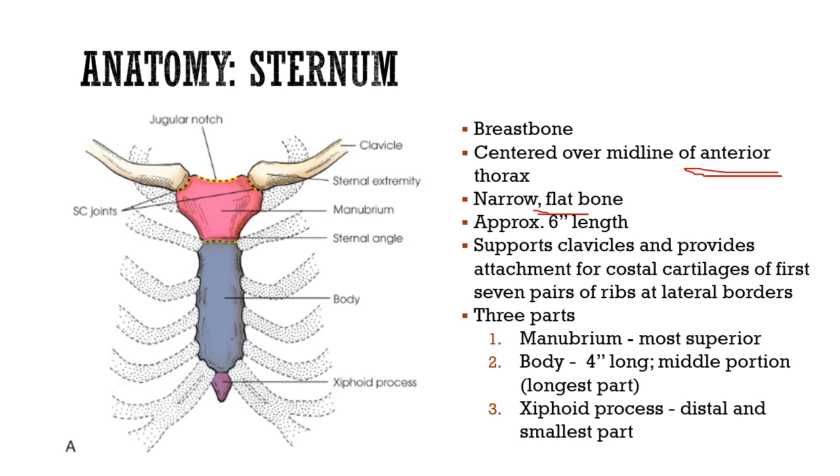lateral borders. The 3 parts are the manubrium, which is the most superior portion, the body, which is approximately 4 inches in length and is the middle portion and longest, and the xiphoid process, which is the most distal and smallest portion.